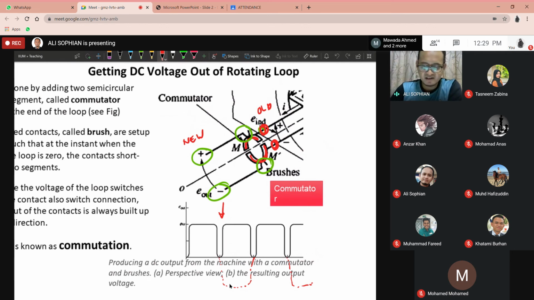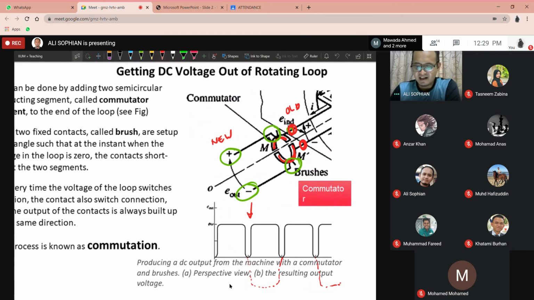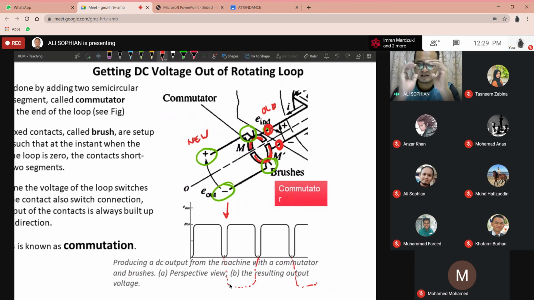I hope you can imagine it. Watch out as well that the commutator segments follow the rotation of the rotor. As the rotor rotates, the loop is rotating as well, and the segments follow. But the brushes are fixed. They are not rotating; they are in fixed positions, and that's why every 180 degrees the connection between the commutator segment and the brush will change. So, for example, if your segments are A and B, and then you've got the brush.